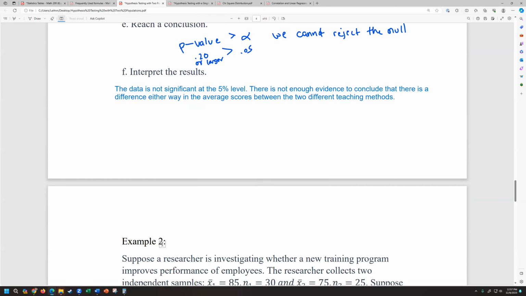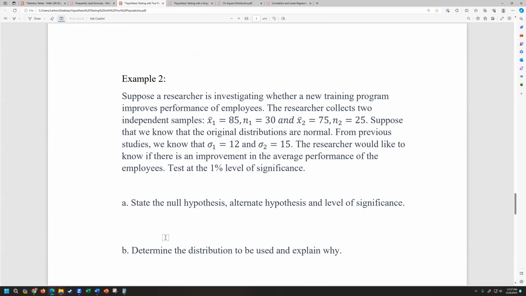Okay. All right, let's look at my example 2 on this one. Suppose a researcher is investigating whether a new training program improves performance of employees. The researcher collects 2 independent samples. We have x bar 1, so we're again doing means, not proportions, is 85, sample size of 30. The second sample size was 25 with a sample mean of 75.